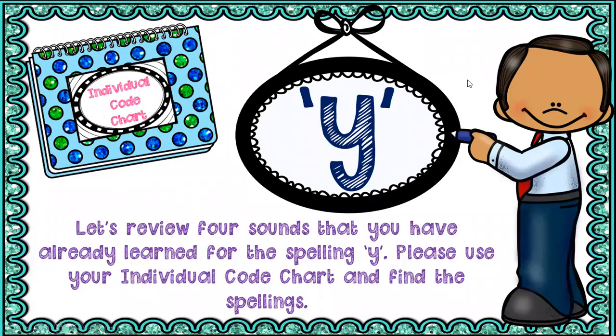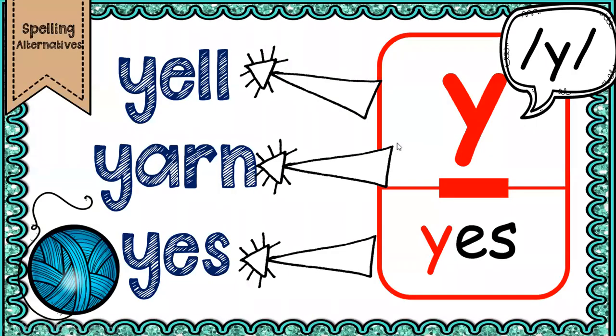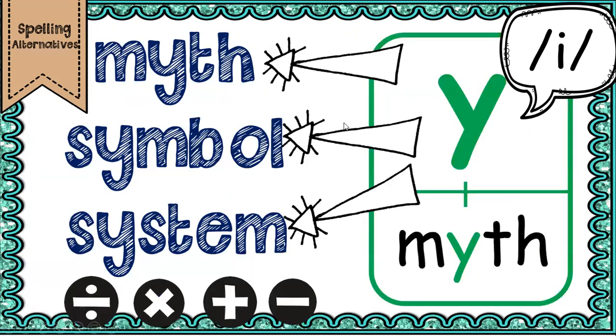Now, we talked about the Y yesterday. So far, we've learned 4 different sounds for the Y. So we're going to look at the other sounds for the Y today. The first way that we make our Y sound is the consonant, which is at the beginning of the word, and it says ye, as in yell, yarn, yes.